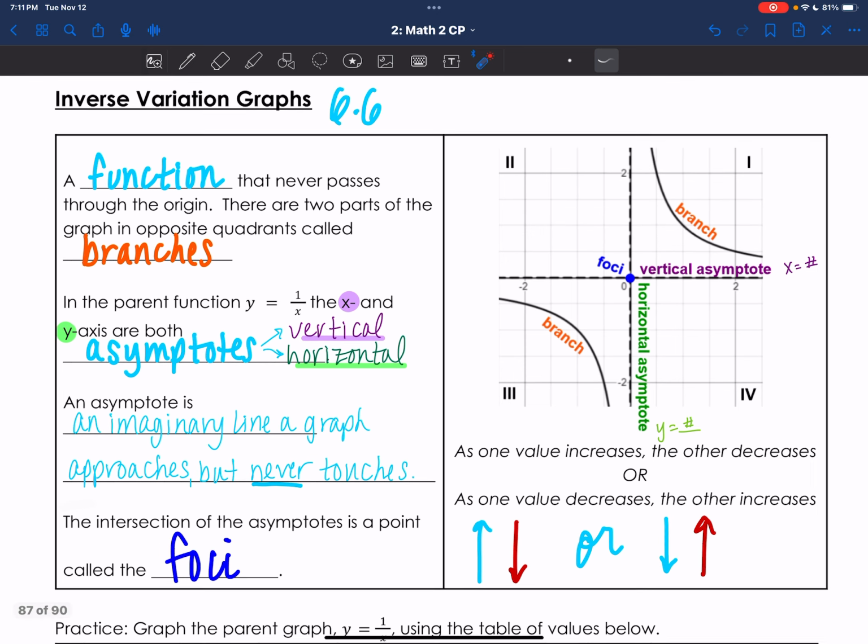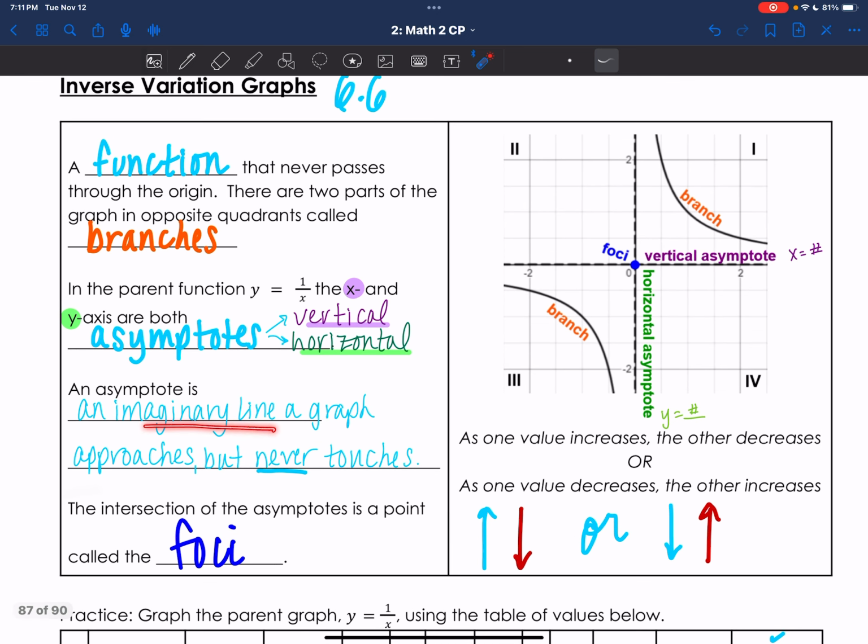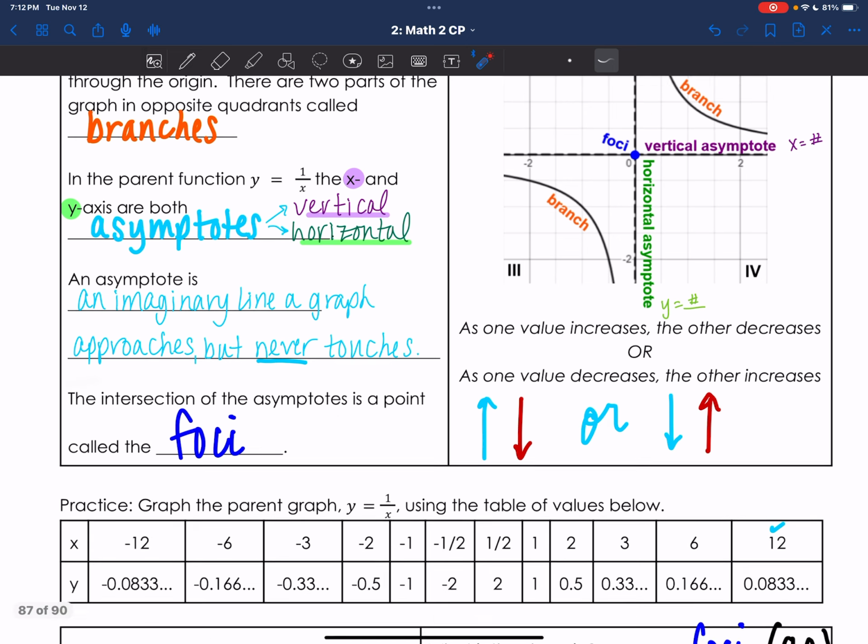All right. So an asymptote is an imaginary line that a graph approaches but never touches. So it gets really close, but it's never going to equal that value. And the intersection of the asymptotes is a point called the focus, and that's (h, k). All right. So now as one value increases, the other decreases, or as one value decreases, the other increases.